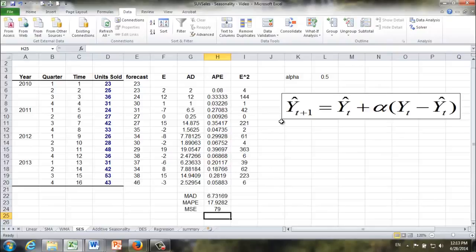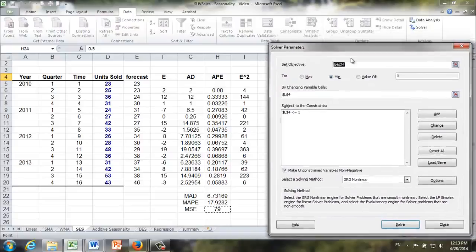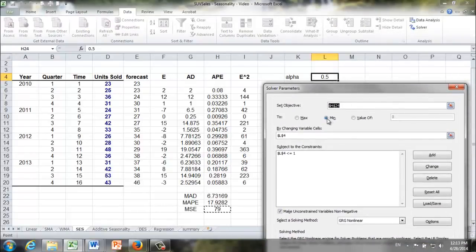Next, we're going to use Solver again to find the optimal alpha value. Data, Solver, objective H24, once again, we want to minimize it by changing the alpha value, which is in cell L4. And what's the requirement on alpha? It's going to be a number less than or equal to 1. And we also want to make sure alpha is non-negative.